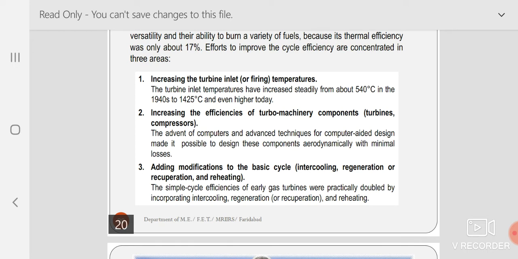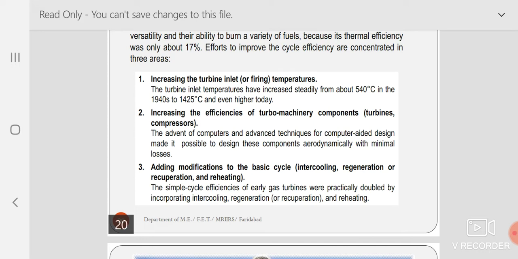At high temperature and high pressure, steam or gas works better in the turbine and the turbine rotates much better. And as the turbine rotates much better, the output increases. So output by input also increases, increasing the efficiency of the turbine.